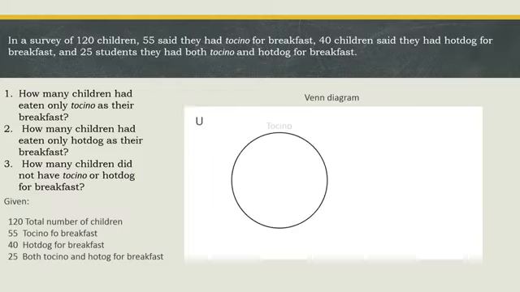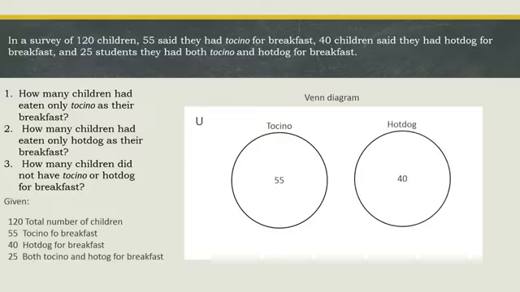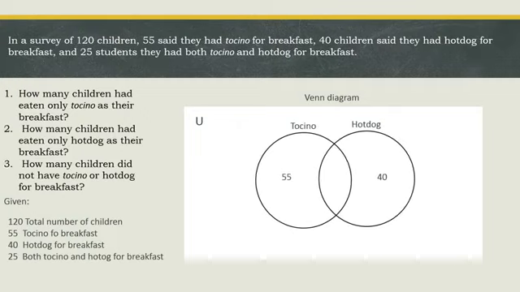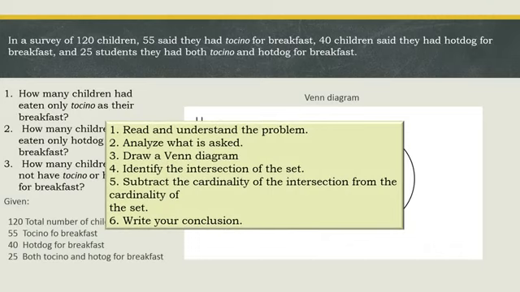So you draw a tocino lover or eater, which is 55. And you have hot dog eater as 40. Okay, so asa ang intersection? Okay, so this is the portion nga naay intersection. Pila ka book sa intersection? Okay, this is now identifying the intersection.